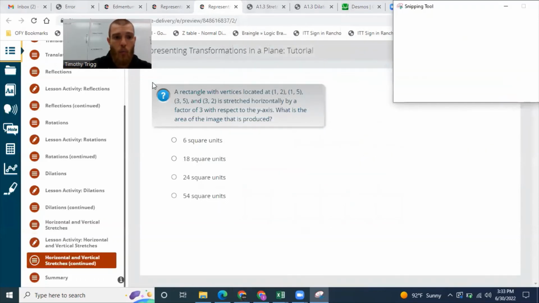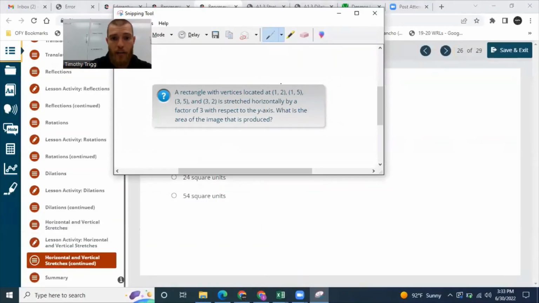So when we multiply by a scale factor of 3, what's going to happen to my coordinate points? Well, the y coordinates are going to get larger by a factor of 3. So instead of (1, 2), this is going to become (1, 6). Instead of (1, 5), it's going to become (1, 15). (3, 5) becomes (3, 15), because again, we're doing a scale factor of 3 on the y-axis, so vertically. And then (3, 2) will become (3, 6).